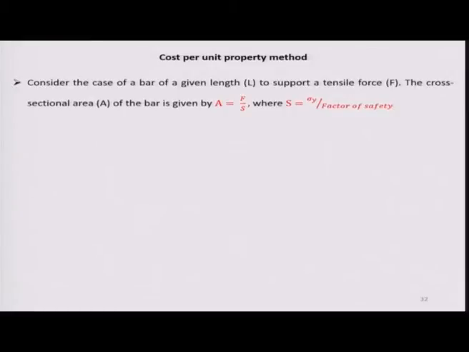Now, the second method is the cost per unit property method. This method is important where the cost of the material plays a significant role. I will explain this method using one example. Consider a bar of a given length L to support a tensile force F. Suppose there is a bar of length L and the tensile force on both ends is F. The cross-sectional area of the bar is A, given by A = F/S, where S = σY divided by the factor of safety.